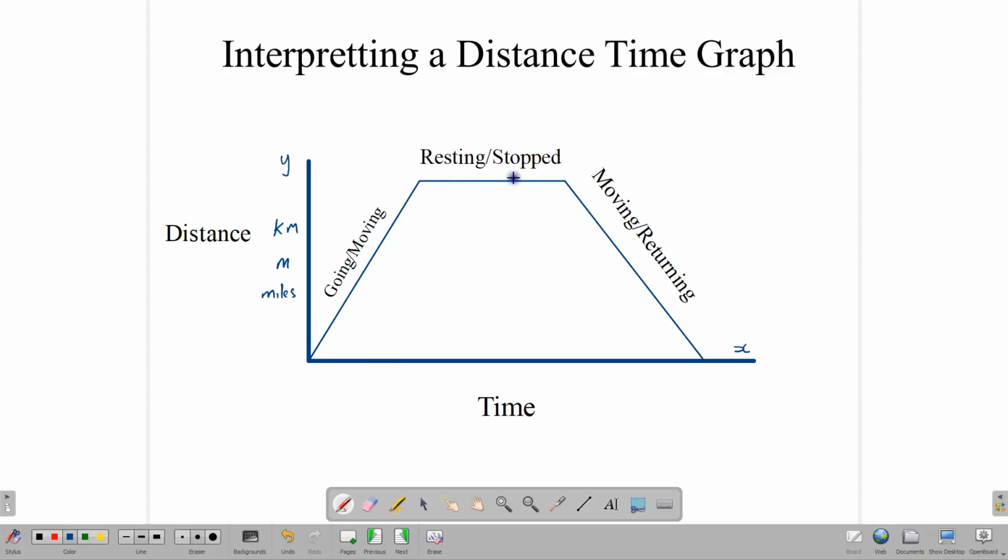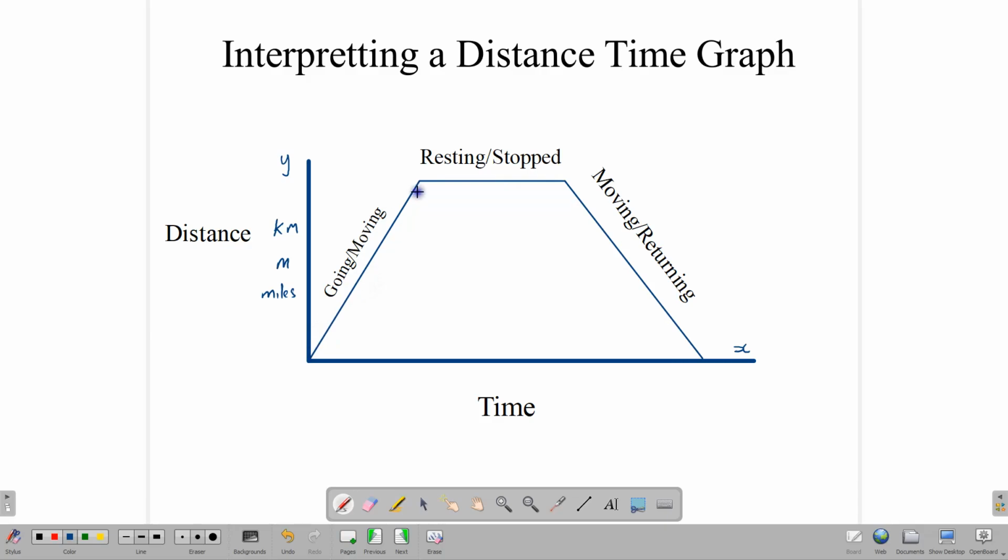When we have a flat line in this type of graph, it means that the thing has come to a stop. And when we have the line going in the opposite direction, it means that the thing is returning to where it came from. So going, resting, returning. This is the anatomy of the distance time graph.